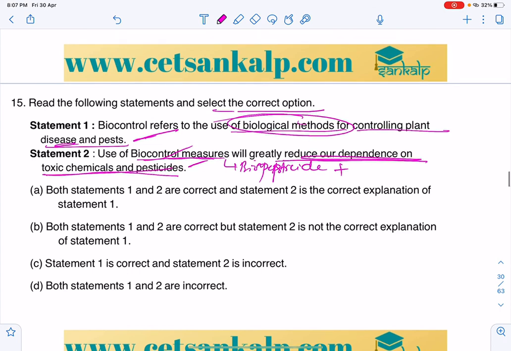Both are correct, but the second one is not the correct explanation for the first. So the answer to this 15th one is B. Let us take further questions.